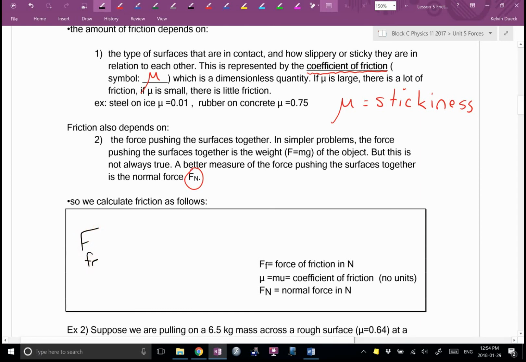My abbreviation for the force of friction is FFR. I don't know why I put the R on there. I could just put F with a subscripted F, but for some reason, I put the R on. If you don't, that's fine. And friction equals mu times the normal force, where mu is the coefficient of friction, no units. And the normal force, we can only figure out from a free body diagram.